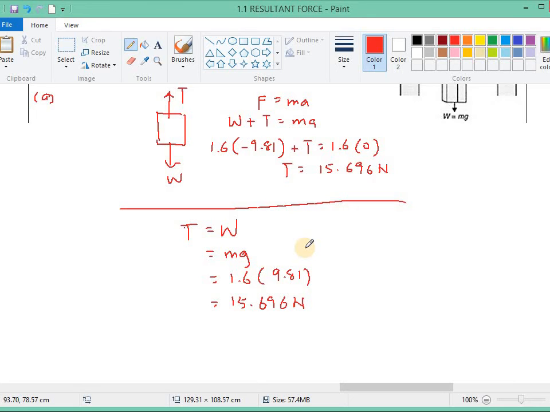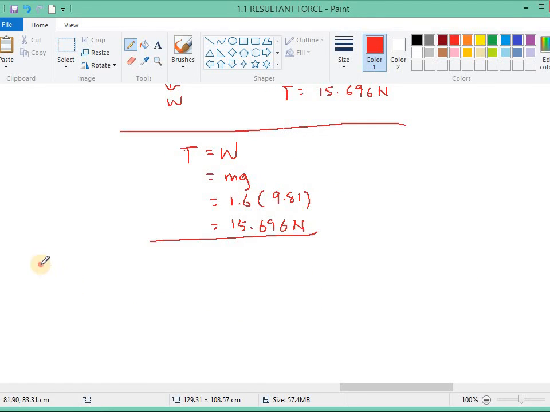Okay, you need to know this at the back of your hand. That means you need to know very, very clearly. Then you can say that this tension equals the weight. Okay, like that, then you can do this. If you already know, you can do it like this, no problem. Okay, so let's look at B.